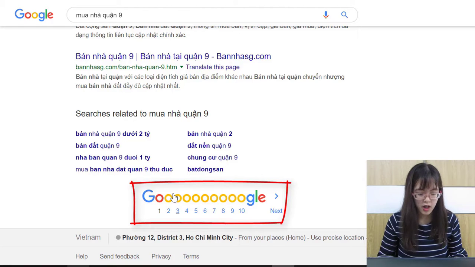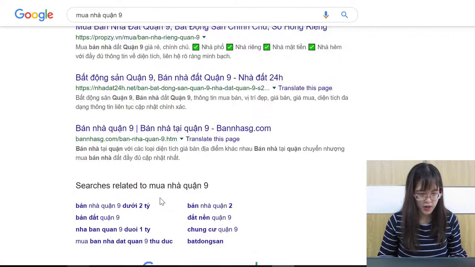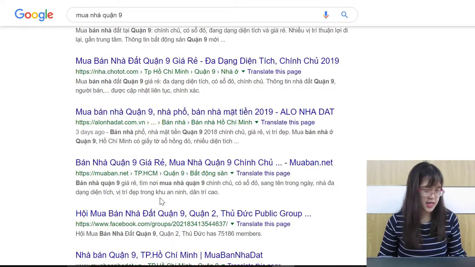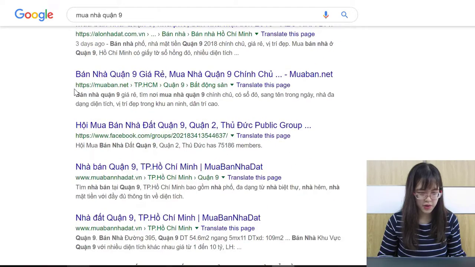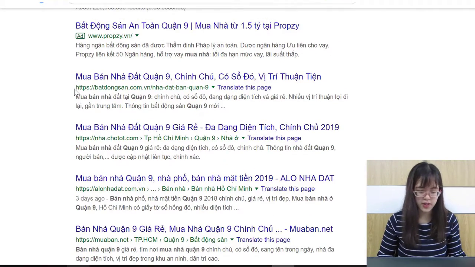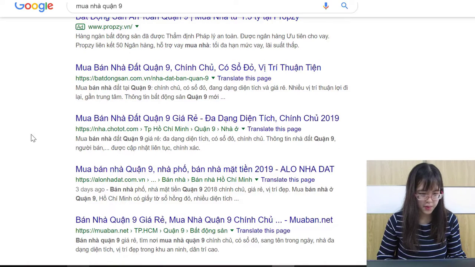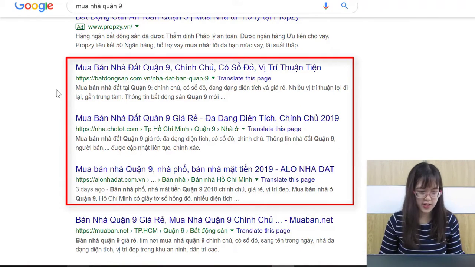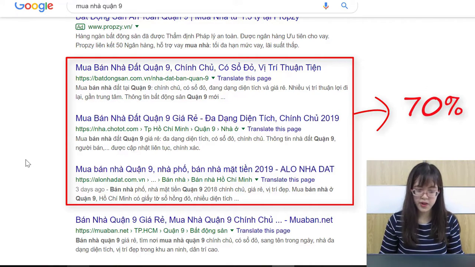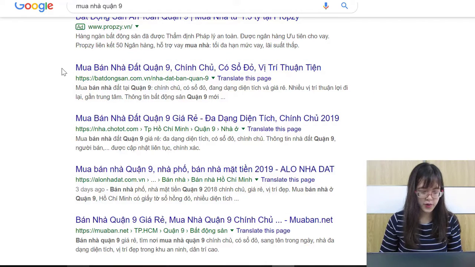People rarely click on the second page, so that's why the firm needs to make their website appear on the first page of Google. These 10 websites do very well at telling Google that they are related to this keyword. As you can see here, the top 3 below the ad do very well at telling Google they are related to this topic. And these 3 gain about 70% of the clicks. That's why you need to put your website on the first page of Google.